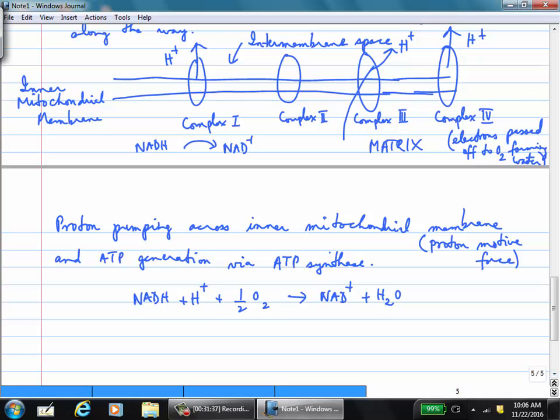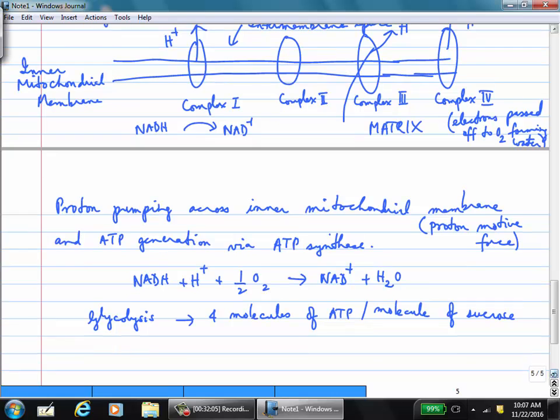As I said before, glycolysis produces a very small amount of energy, 4 molecules of ATP per molecule of sucrose. If you look at animals, we use glucose for producing the energy, so the number is half, because a glucose and a fructose give you 1 molecule of sucrose. And if you're looking at aerobic respiration, the number is significantly higher.